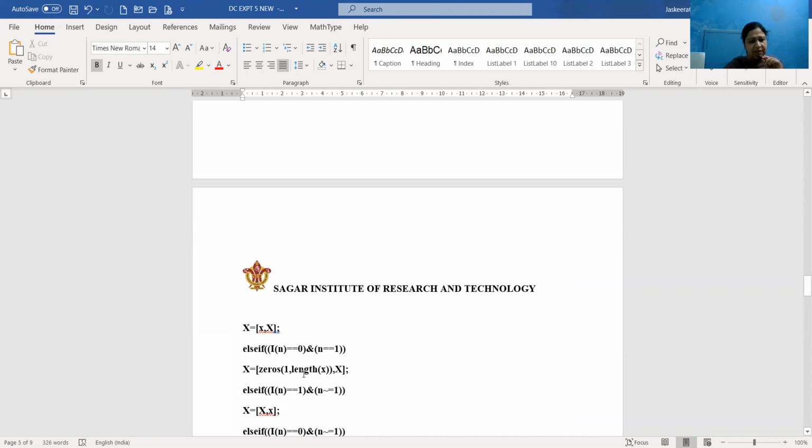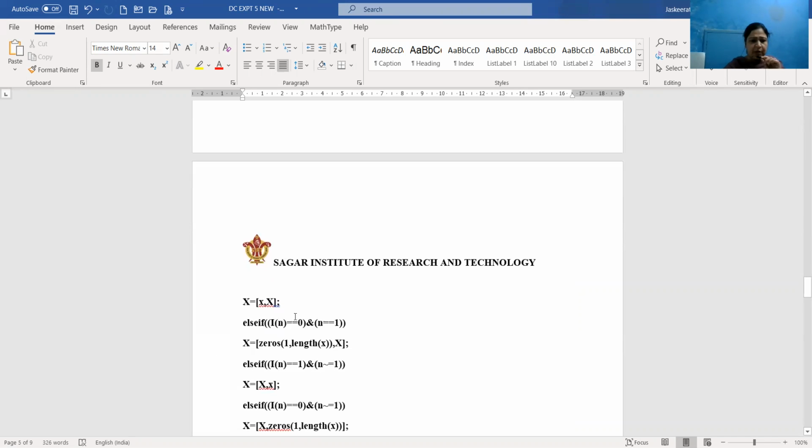So whatever the number of samples there are in X, there will be as many columns and all the values will have 0 value. So initially, since the first binary data is 0, there will be no signal for that sample and the rest will be defined by the ASK modulated signal. Now the third condition, else if in is equal to 1 and n is not equal to 1. That means here we are not considering the first sample, we are taking a sample other than the first and the value of that sample is 1.